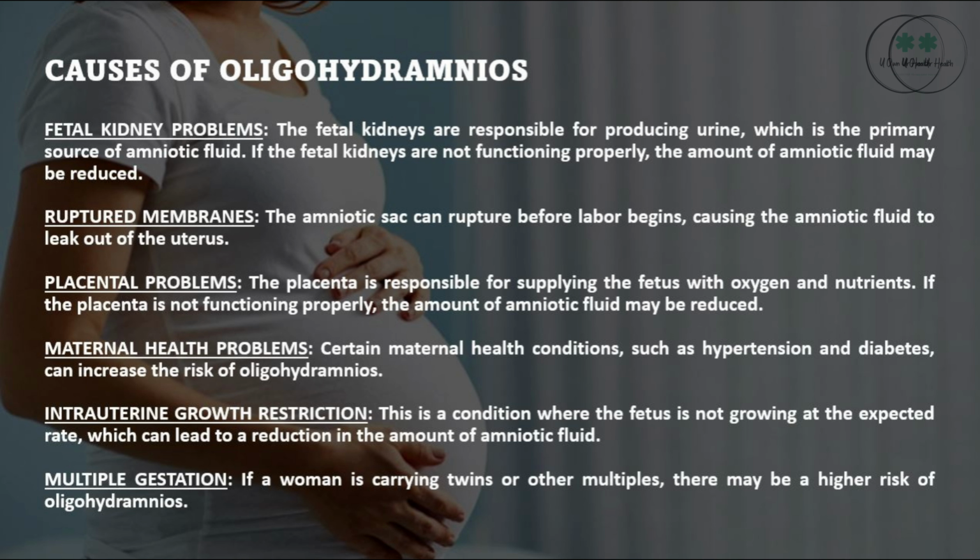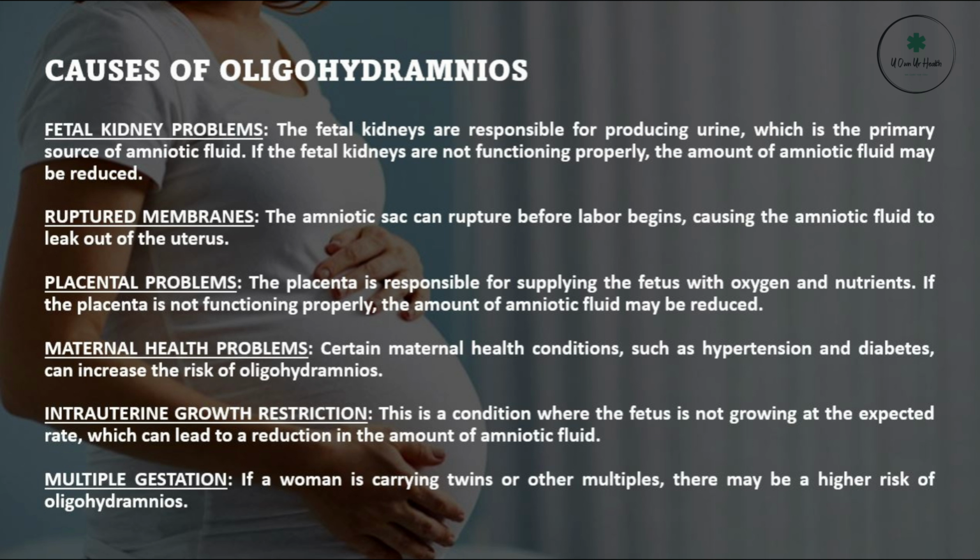Causes of oligohydramnios during pregnancy. Fetal kidney problems. The fetal kidneys are responsible for producing urine, which is the primary source of amniotic fluid. If the fetal kidneys are not functioning properly, the amount of amniotic fluid may be reduced. Ruptured membranes. The amniotic sac can rupture before labor begins, causing the amniotic fluid to leak out of the uterus. Placental problems. The placenta is responsible for supplying the fetus with oxygen and nutrients. If the placenta is not functioning properly, the amount of amniotic fluid may be reduced.